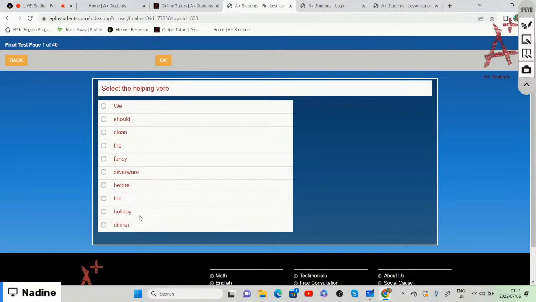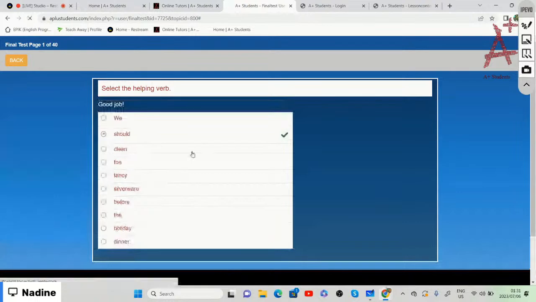All right, so if we were to first choose the main verb, then we can say the main verb is clean. But remember, the instruction doesn't ask us to select the main verb. It is asking us to select the helping verb. So if the main verb is clean, then the helping verb is should. So if you have that, then beautiful.